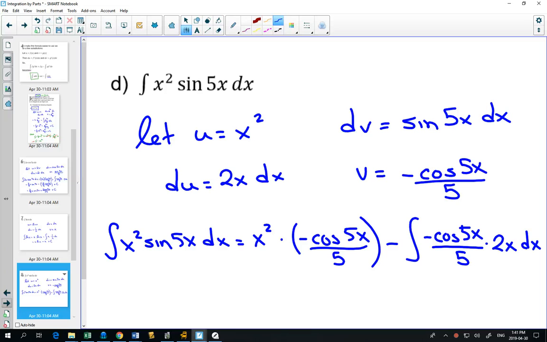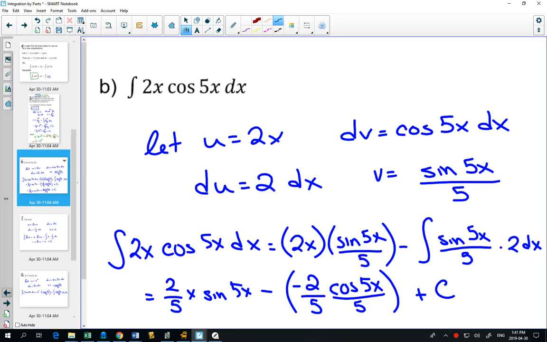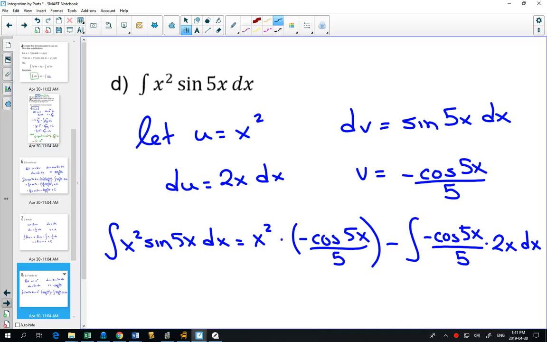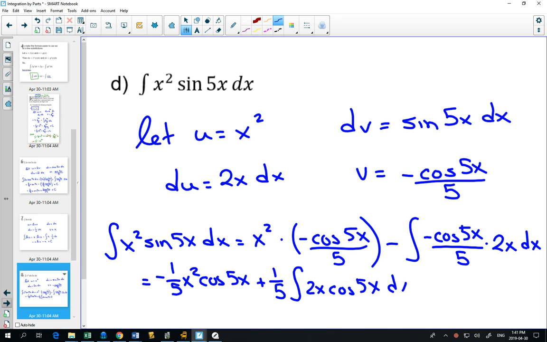However, as Ethan's flipping his page around, it sure looks a lot similar to one we already did. Which one did we do earlier? Go back. We did 2x cos 5x earlier. So I'm going to cheat a little bit. I'm going to write this as negative 1/5 x squared cos 5x minus, I'm going to bring out the negative and the 5, so I'm going to make it plus 1/5 integral of 2x cos 5x dx.